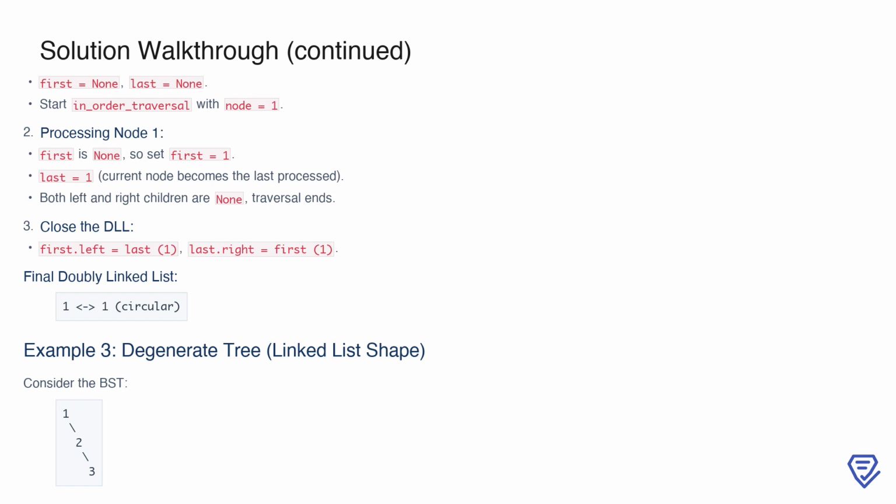To finalize the list, we connect the single node to itself, making it circular. This means first.left is set to last, so 1.left points to itself, and last.right is set to first, so 1.right also points to itself. The resulting doubly linked list is simply 1-1 in circular form.